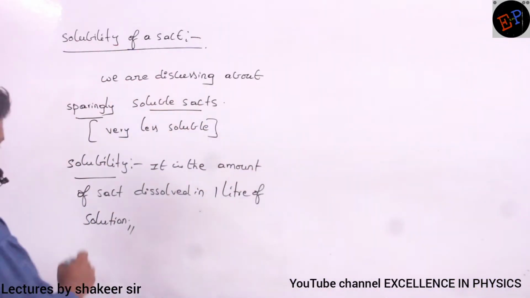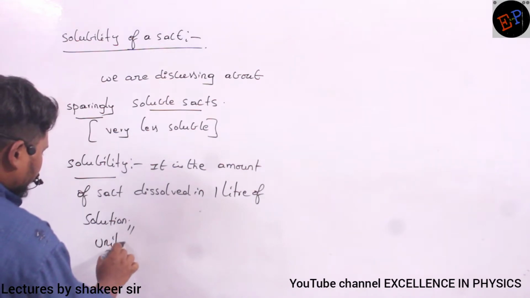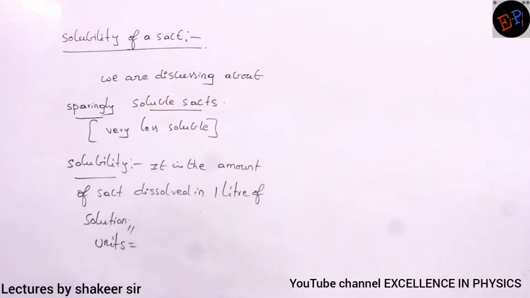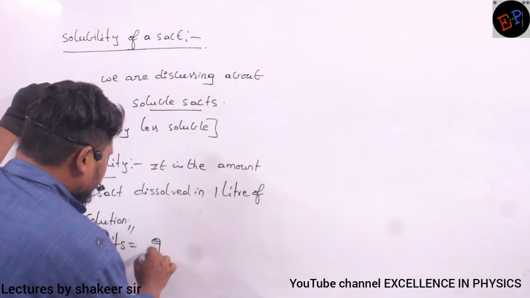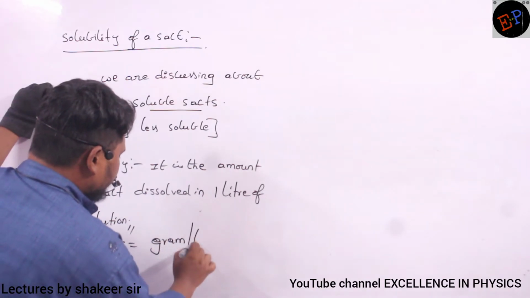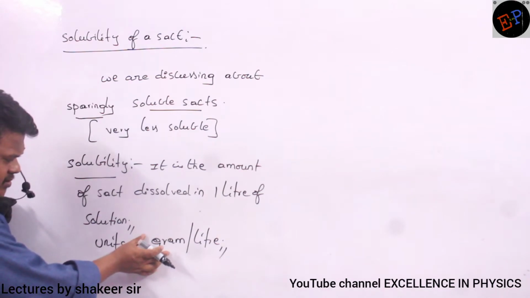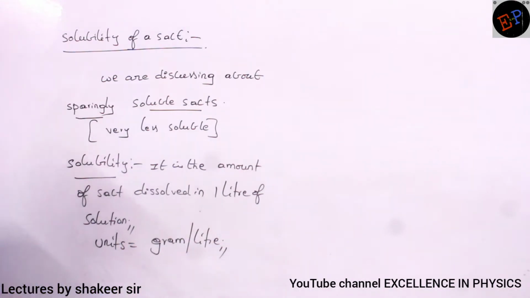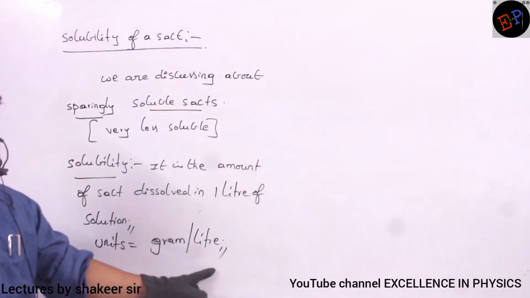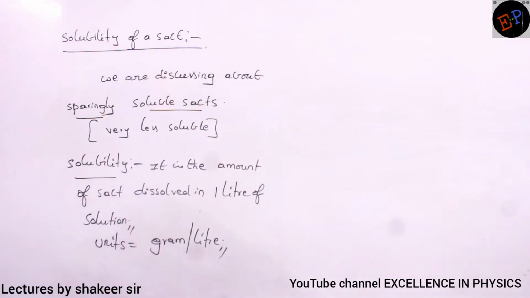So therefore, what can be the units? Units of solubility, what can I write? Grams per liter is what I have to write, no? Grams per liter. So how much amount of salt is soluble in 1 liter of solution? So the unit is grams per liter. Are you able to understand?